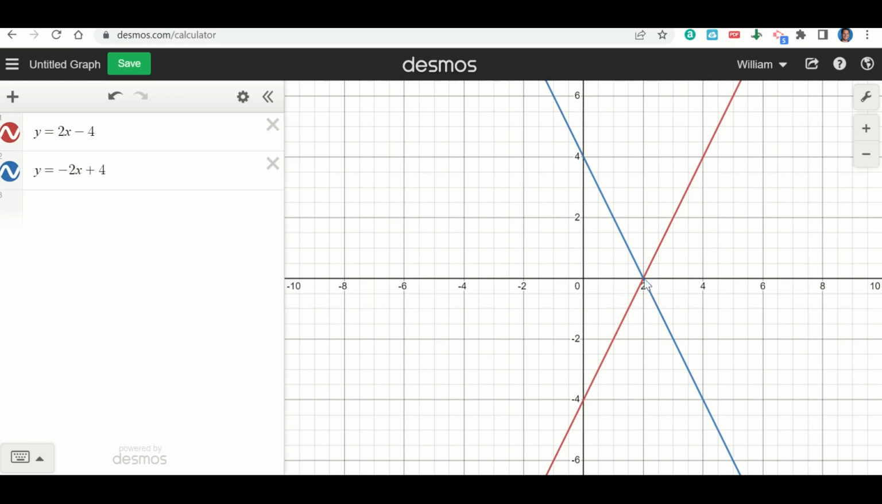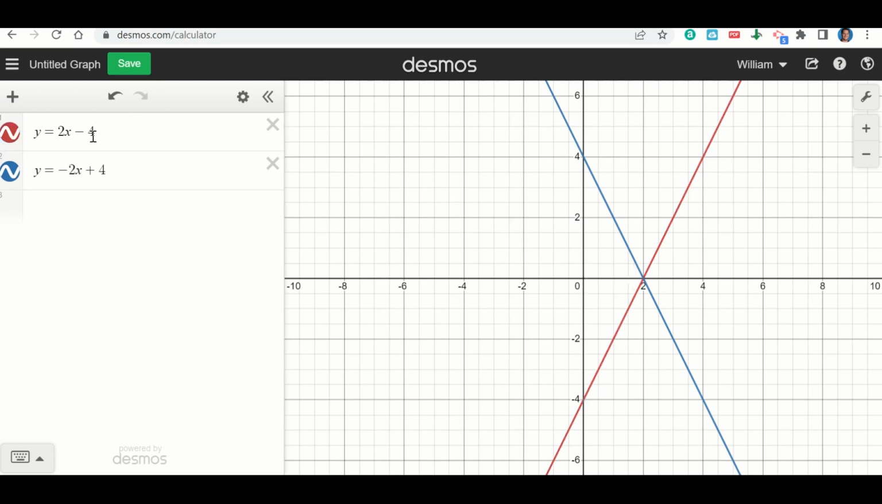And if I go to where the 2 lines intersect and click on it, I can see that it gives me the coordinates of exactly where the 2 lines intersect. They intersect at x equals 2 and y equals 0. So this would be the solution to my system of equations.